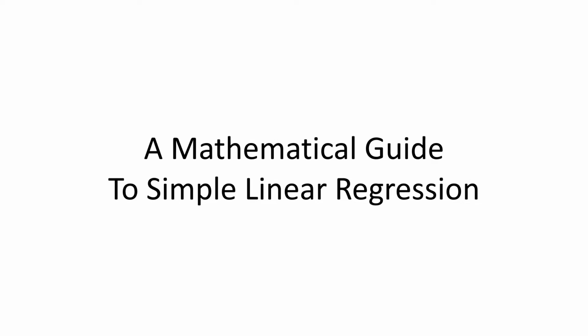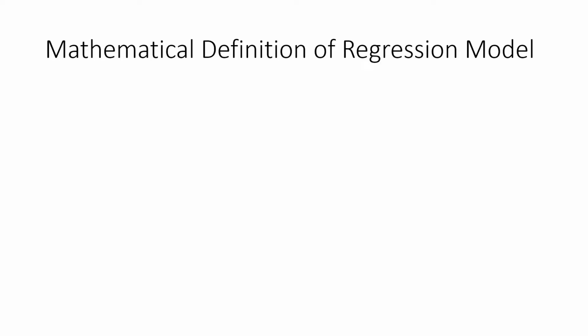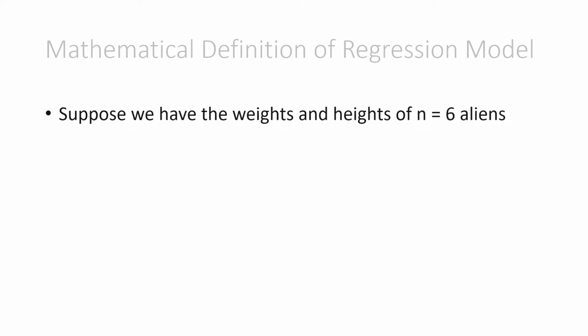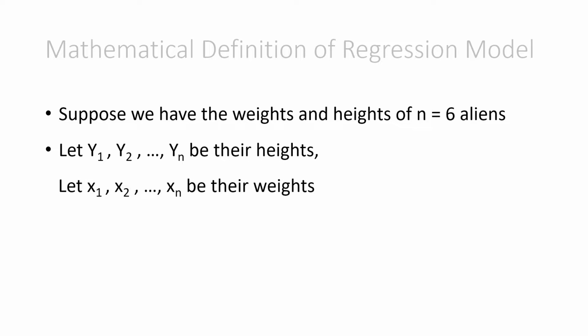Hey everyone, this video will be on a mathematical guide to simple linear regression. So firstly, the mathematical definition of a regression model. Suppose we have the weights and heights of n equals 6 aliens. We'll let y1, y2 up to yn be their heights. Since n is equal to 6, we'll have up to y6.